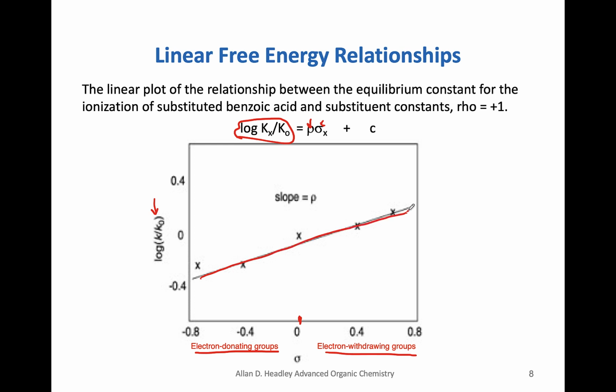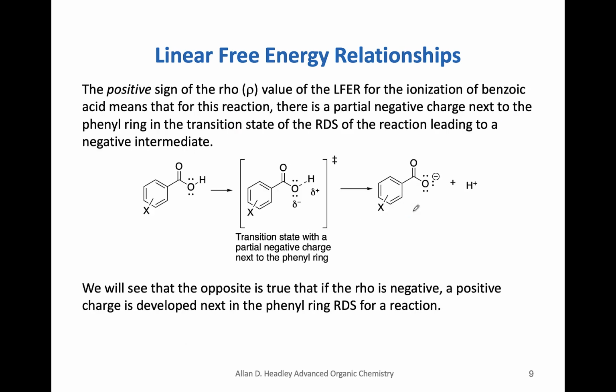Notice it's positive, and it's unity for benzoic acid. I'm emphasizing 1 for benzoic acid because for other reactions it may not be 1. For other reactions it may not be positive. And that's how we can tell that the mechanisms are different compared to that of benzoic acid. All right, so let's see why the slope is positive and 1.